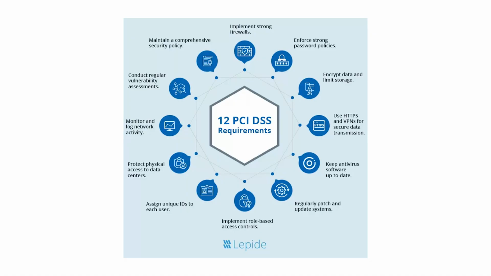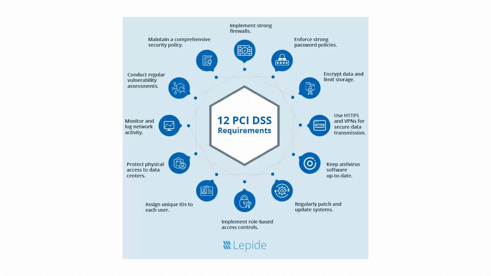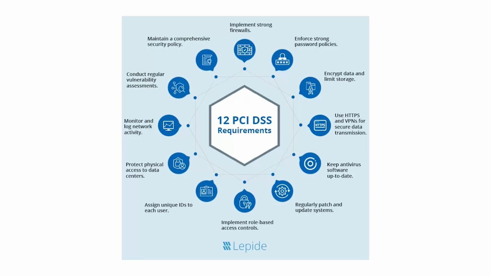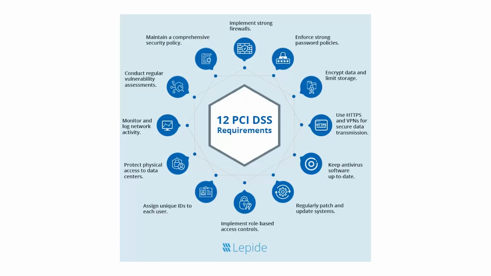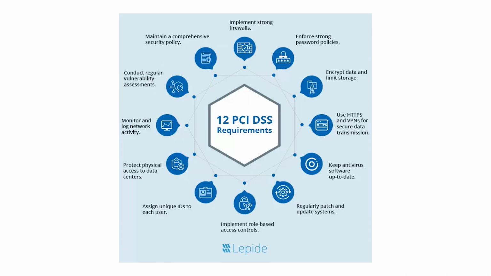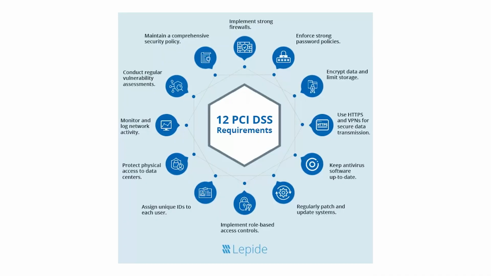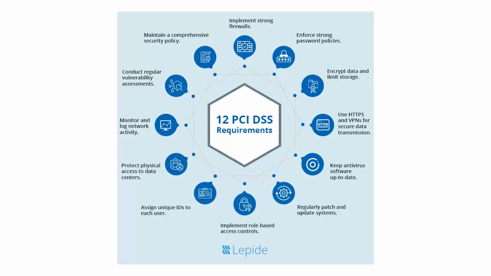First, administrators must install and maintain adequate network security controls. Second, proper security configurations must be set for all system components. Third, account data must be stored and protected. Fourth, strong cryptography methods must be used to protect cardholder data during transmission over open public networks. Fifth, systems and networks must be safeguarded from malicious software.